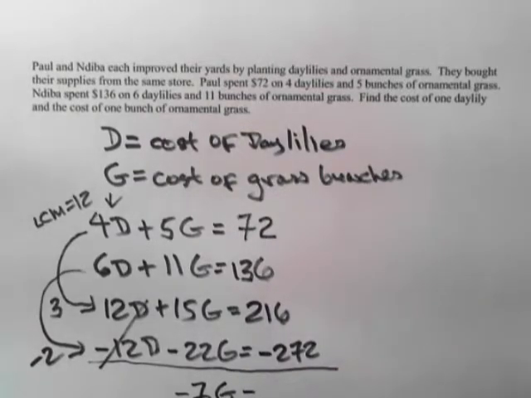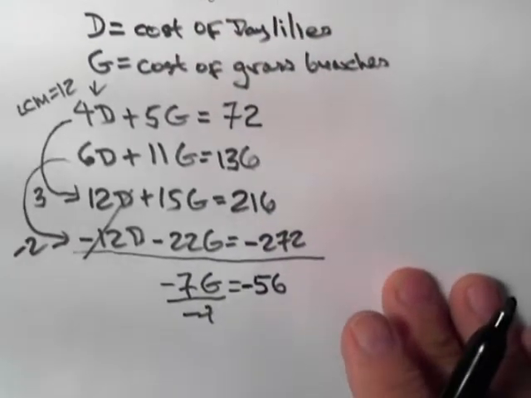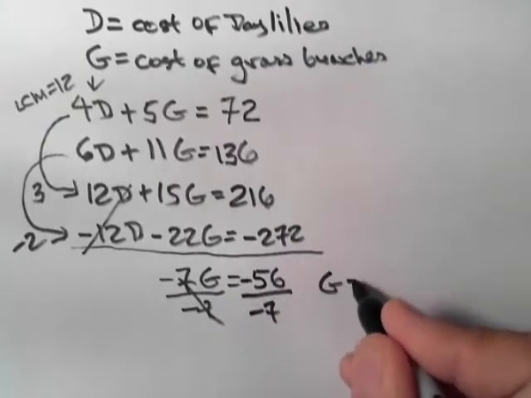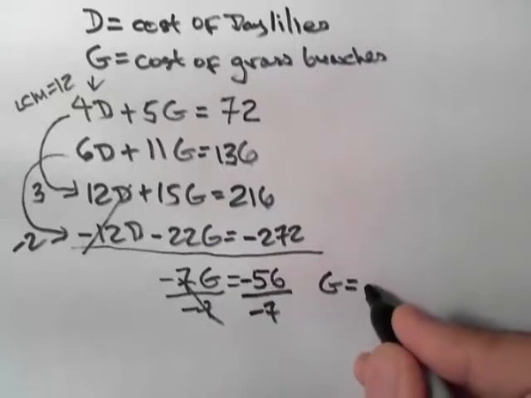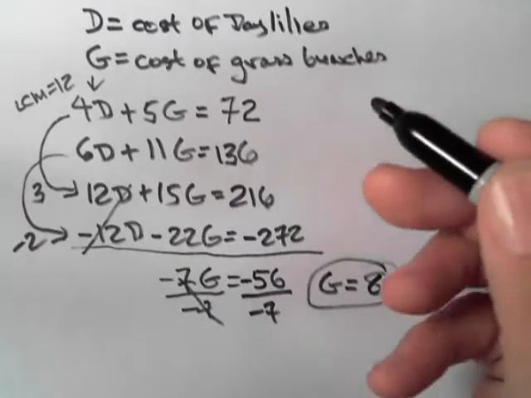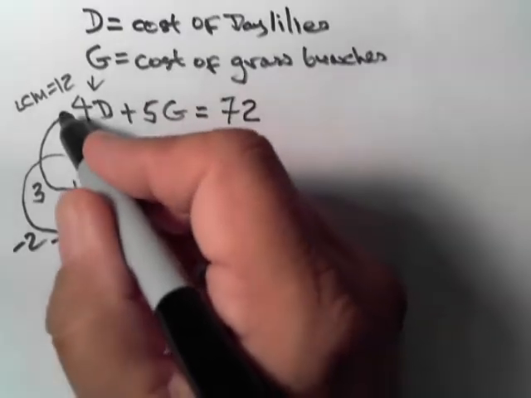And let's see what we have here. 272. Okay, and we want the difference with 216. Okay, turns out to be 56. Okay, and of course minus wins here. Okay, divide both sides by negative 7. And we get G equals positive, let's see, I think this just goes into 8. So G equals 8.